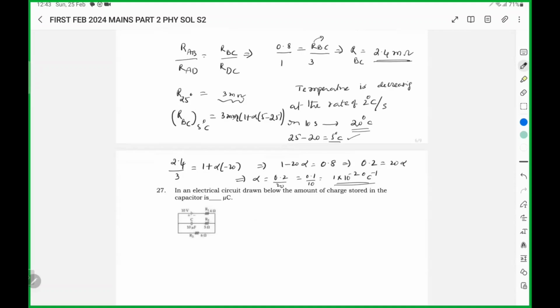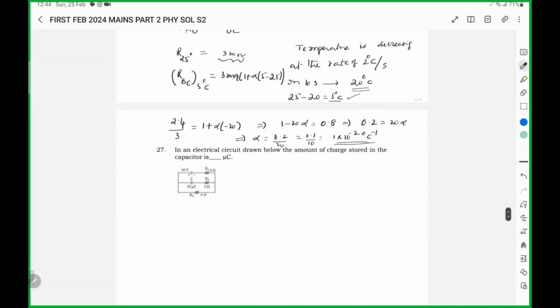The next question is a similar kind of question we discussed in the same paper. Here, what amount of charge is stored across the capacitor? All these problems are related to steady state. To calculate the charge stored in the capacitor, what we have to find out is the potential difference across AB. It is enough to find the potential difference across CD.